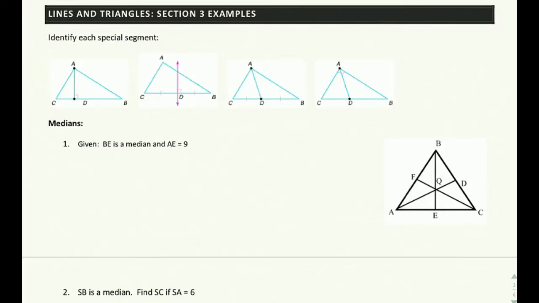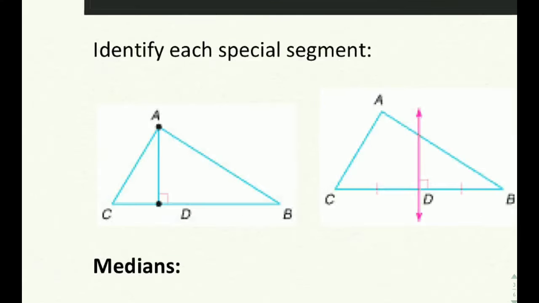We're looking at section 3 examples here for lines and triangles. We're going to identify each special segment here in the image. In the first picture we have a triangle with a line dropping from one vertex, one corner of the triangle, and going down straight to the other side, forming a 90-degree angle when it hits. When you have that, that's called an altitude.